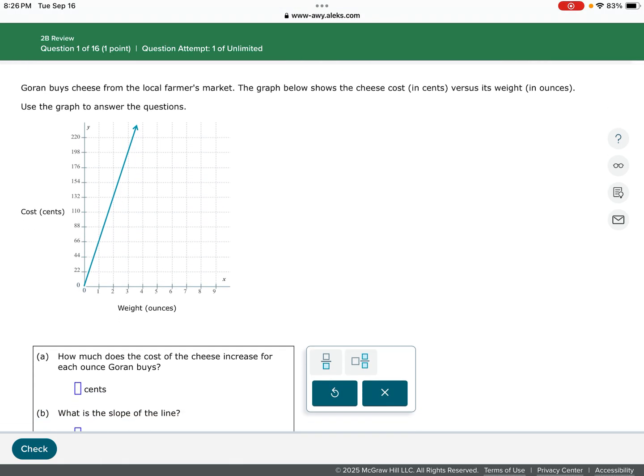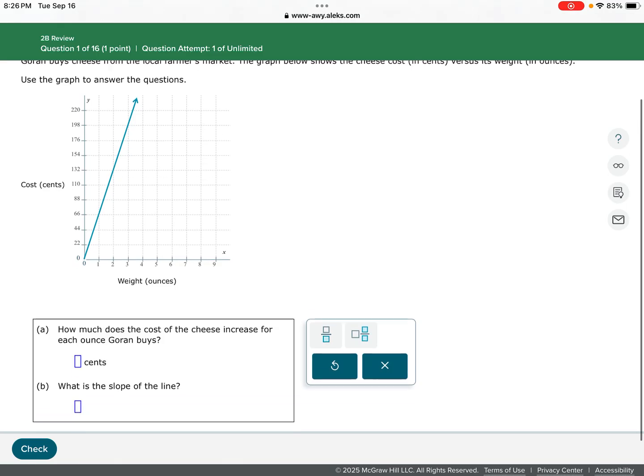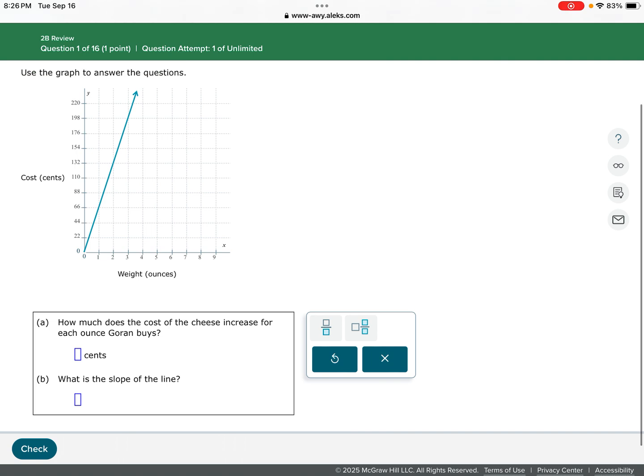So we've got Goran, who buys cheese from a local farmer's market. The graph below shows the cheese cost in cents versus its weight. And so what's being asked for part A is how much does the cost of cheese increase for each ounce.